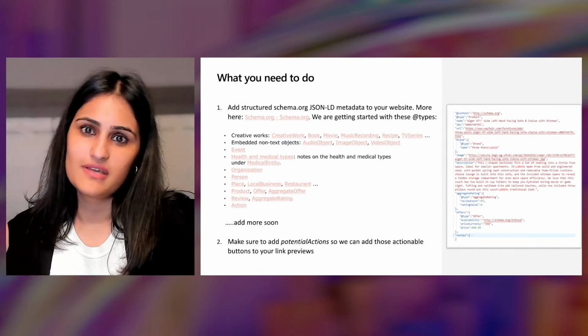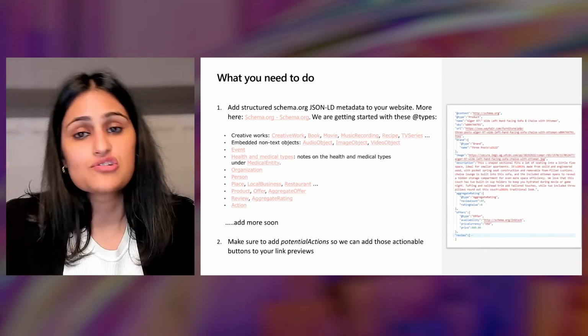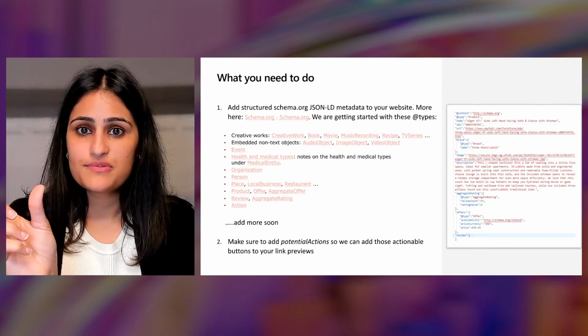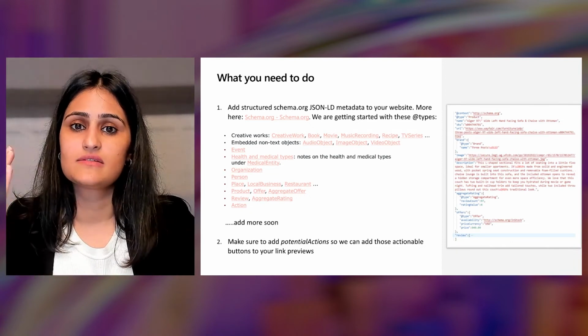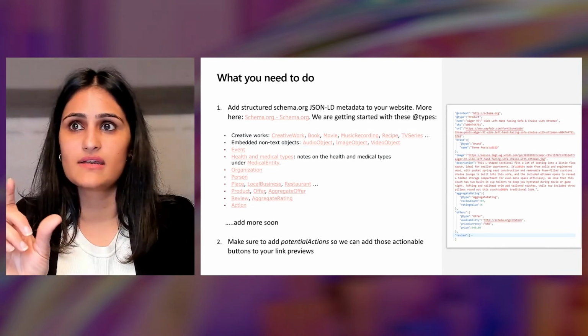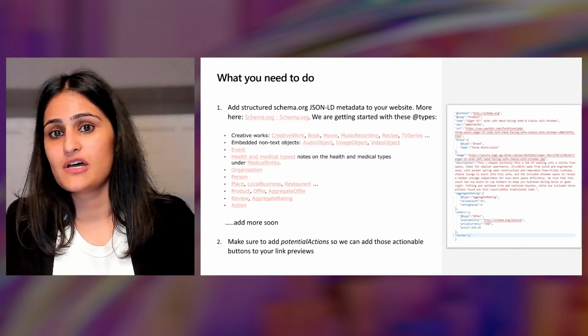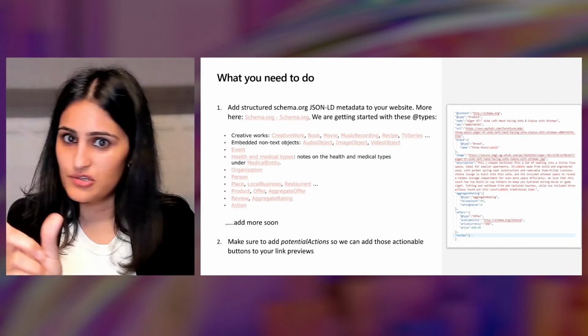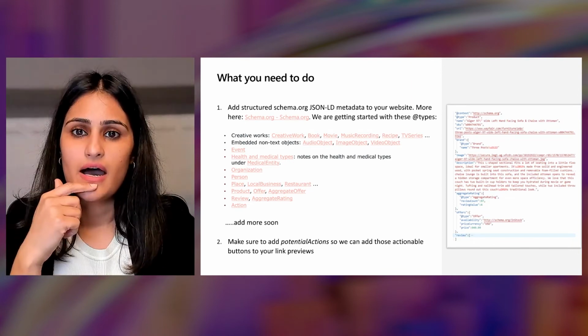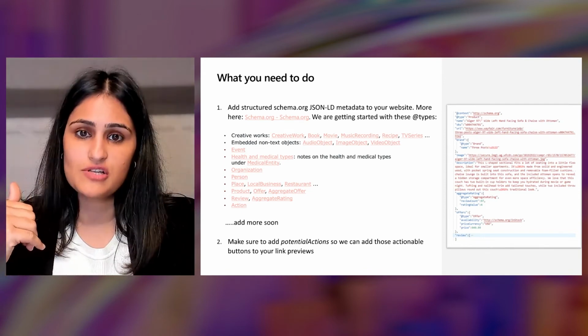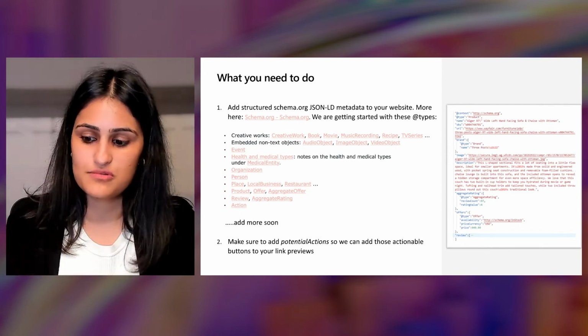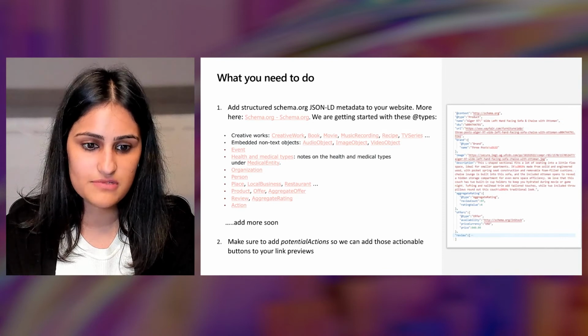Now, one important thing is to make sure to add potential actions. That's what we're using. For example, if you tell us, I am a type restaurant and I think potential actions are, for example, reservation, location, maybe reviews, tag those potential actions on your website, and we'll use those to create these previews.